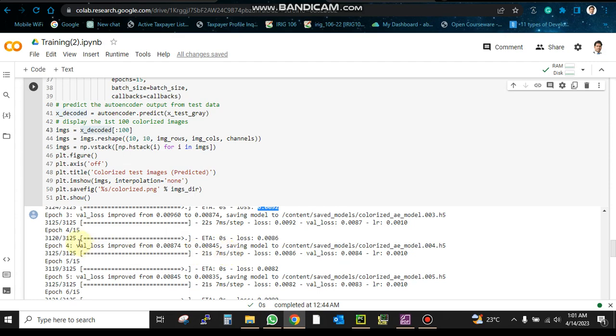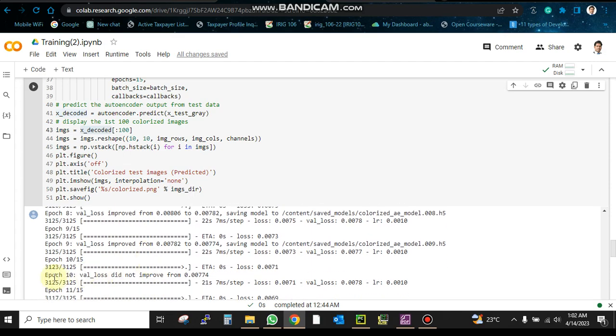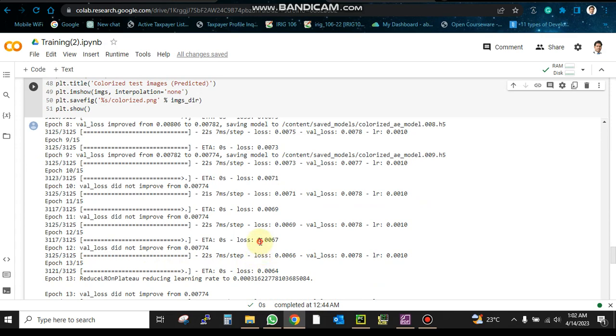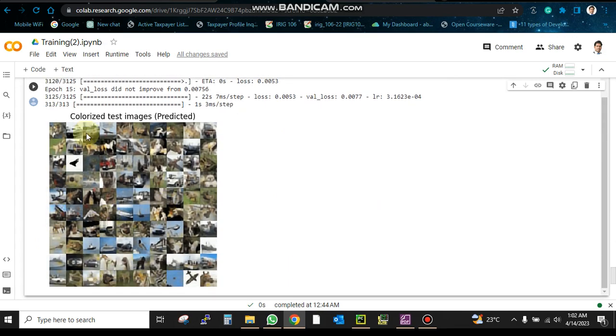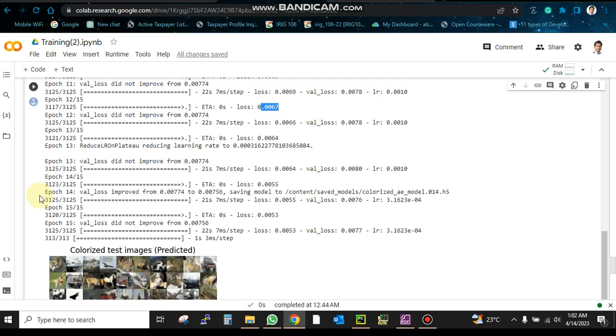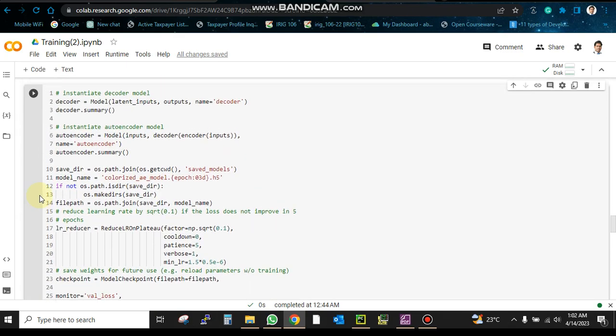For example, in epoch 4 the loss is 0.0086, then this one is 0.0082. Similarly, after 15 epochs we will get a good, lower loss value, so that the output will be a good image. So we are showing this image. If you see, the input grayscale image is very well colorized. This way we are getting a very good output from the grayscale image. So these are the results of our training. Okay, thank you.